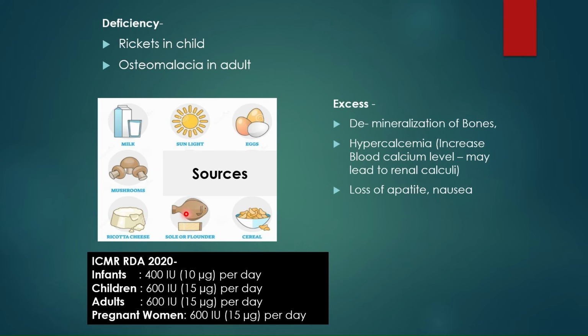The ICMR recommended daily allowance of vitamin D for infants from 0 to 6 months is 400 international units. For children, adults and pregnant women, it is 600 international units per day.